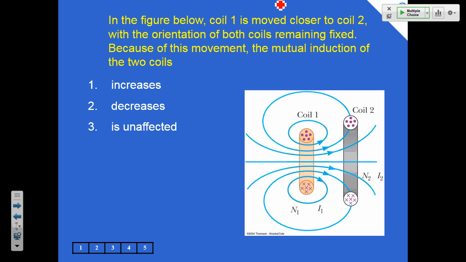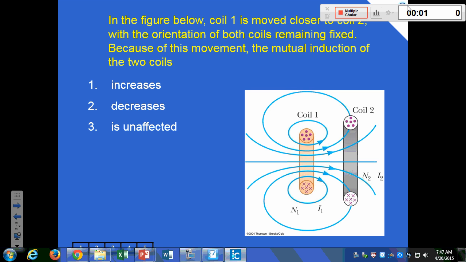Okay, in this figure below, coil 1 is moved closer to coil 2, with the orientation of them remaining fixed. Because of this movement, the mutual induction of the two coils. Remember, mutual induction just means they're inducing a current in one another, they're inducing a magnetic field. If I move coil 1 closer to coil 2, how does that affect the induction of the two coils? Does the induction increase, decrease, or is it unaffected?